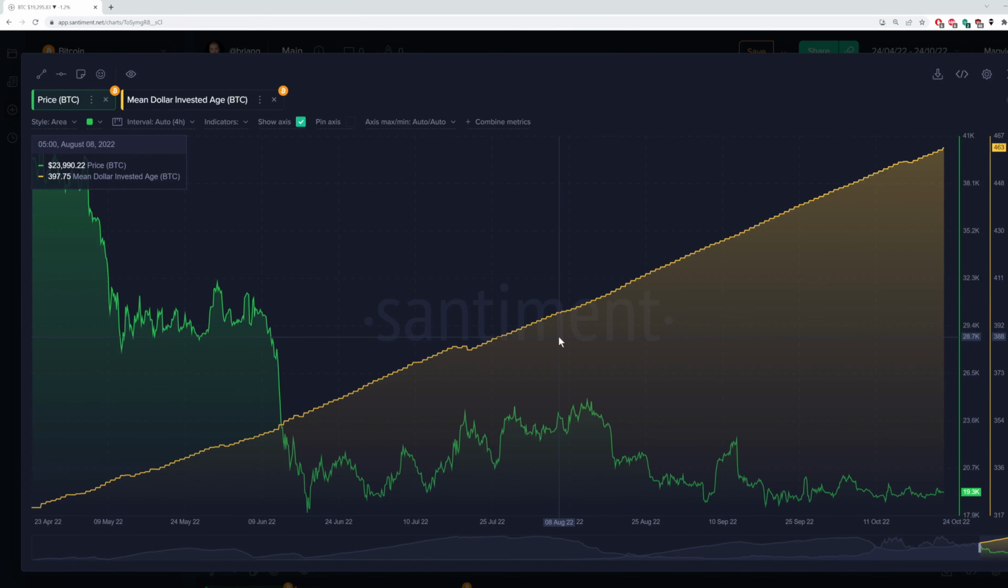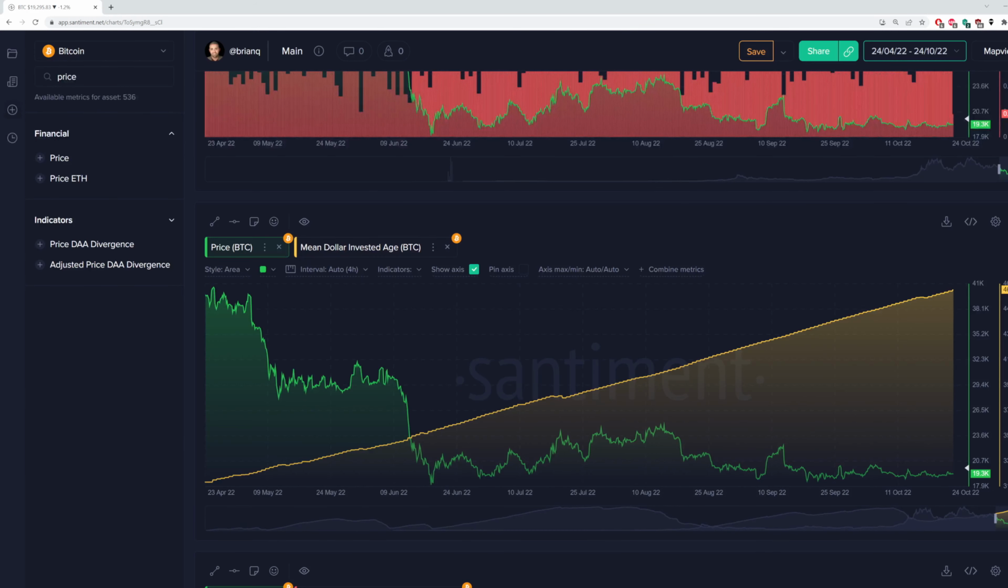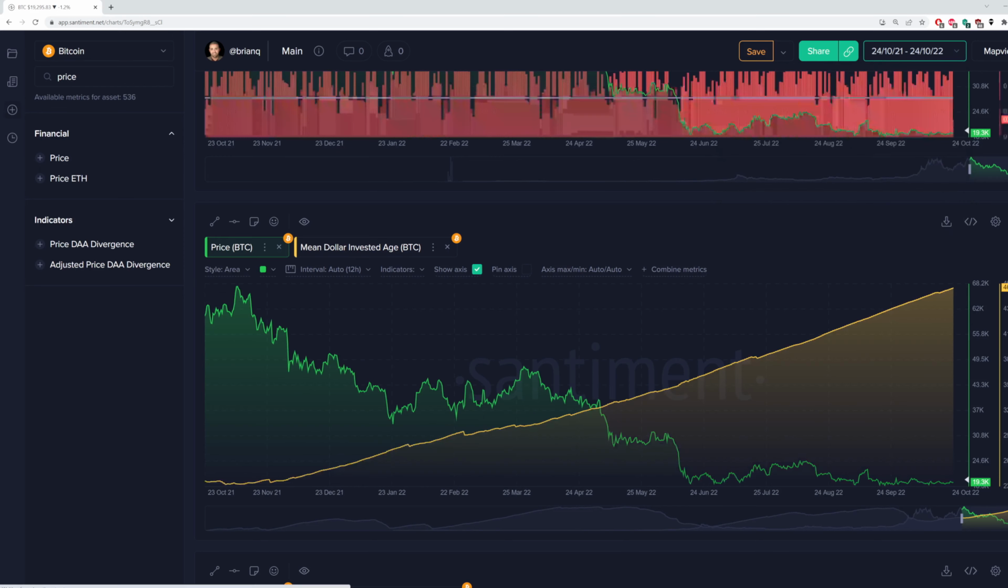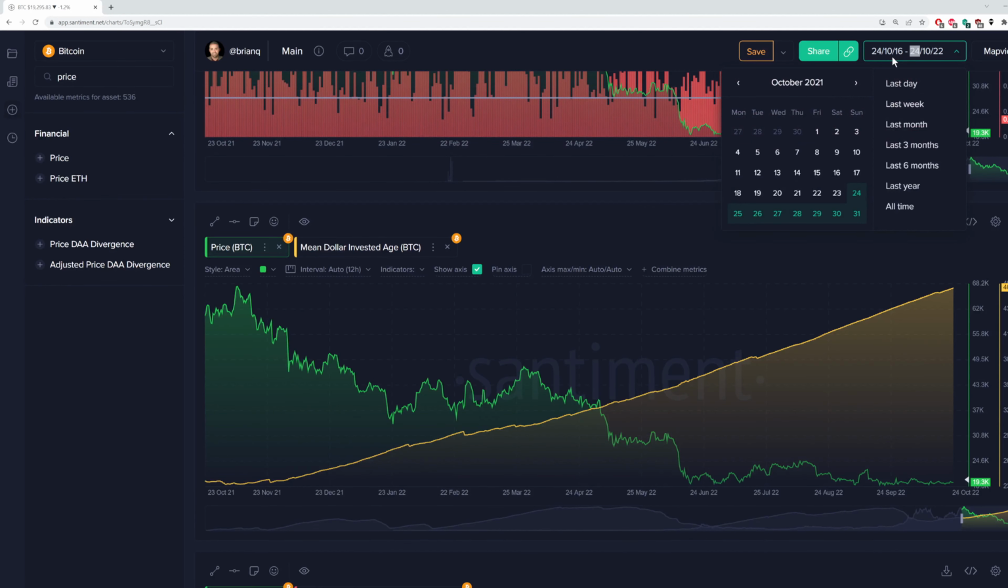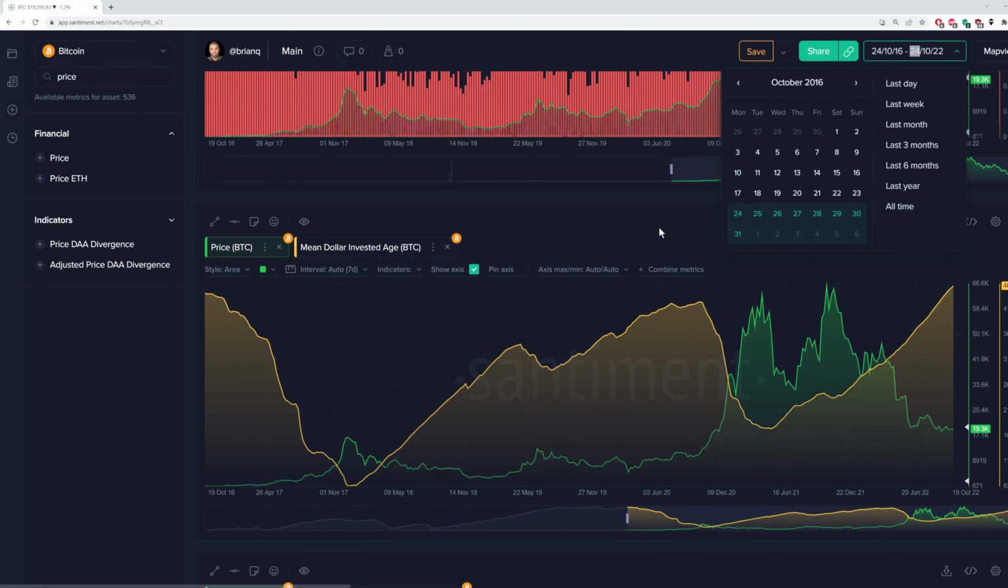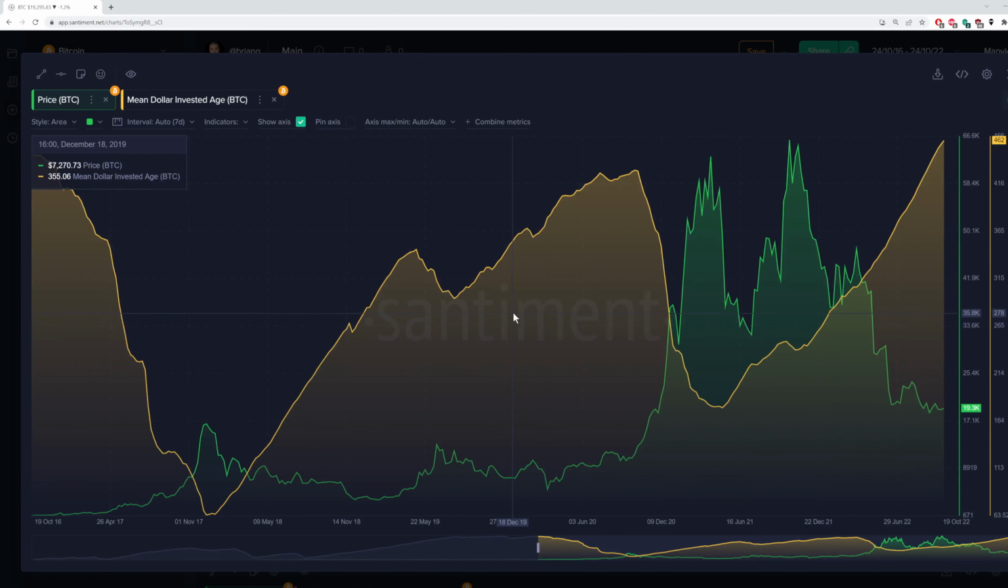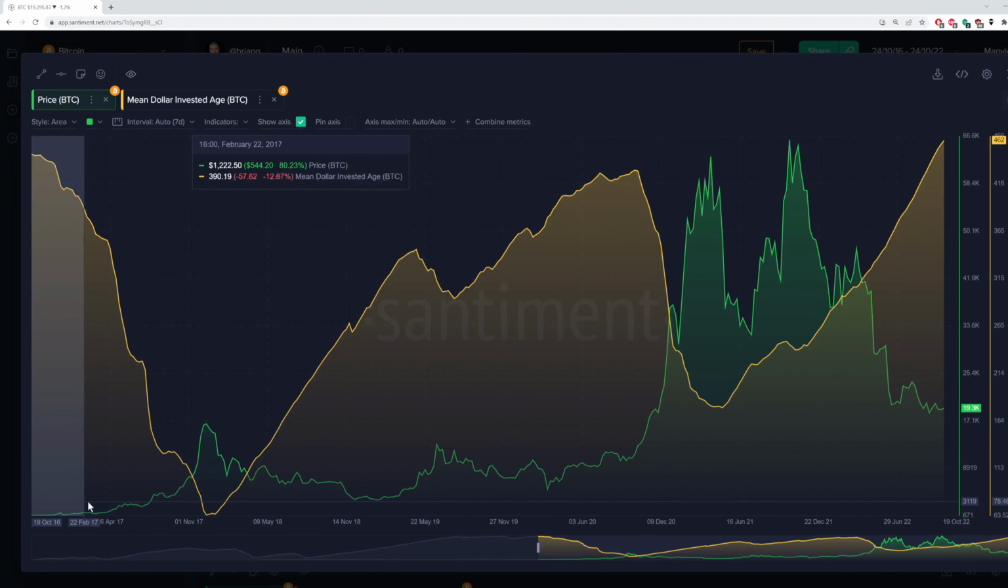So yeah, this can be a very important long-term metric, and I can prove what a drop looks like since you can't really see any significant one over the last year. But you can see plenty if I go back to 2016. So like back here in October 2016, you're looking at a price of $678 for Bitcoin, the good old days. And the mean dollar invested age line is just dropping off a cliff. And look what happened up until the mean dollar invested age line stops dropping.